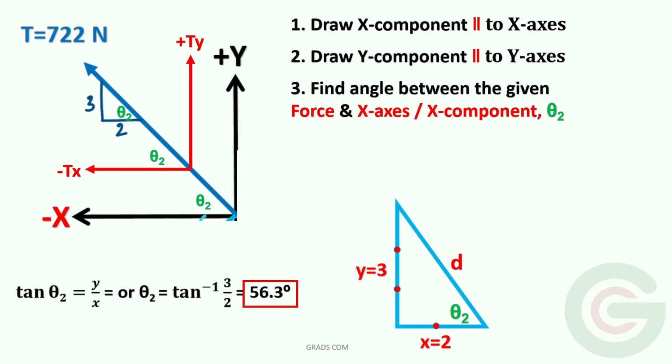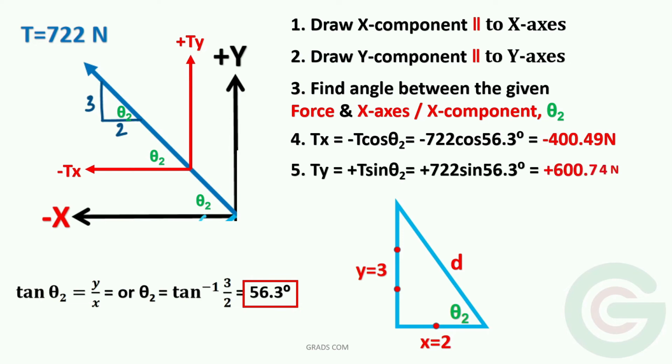So once we get the angle between the force and the x component, we can find the horizontal component. Tx is equal to T cos theta and Ty is equal to T sin theta. Substituting T is equal to 722 which is given, and theta 2 that we got, 56.3 degrees, we get Tx is equal to minus 400 Newton and Ty is equal to plus 600 Newton. Observe here that Tx is negative because it is in the negative direction of x-axis, and Ty is positive because it is in the positive direction of y-axis.